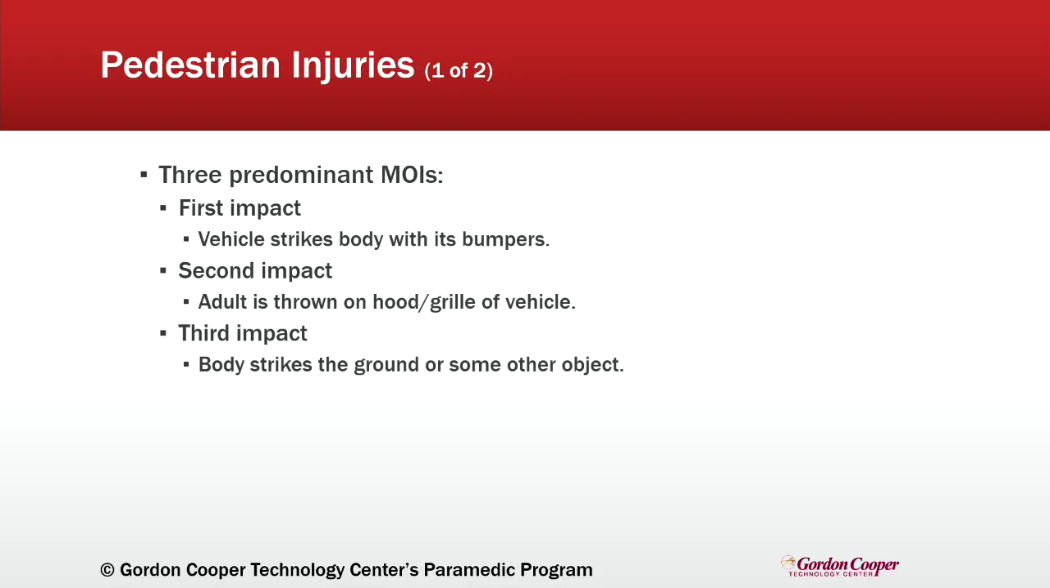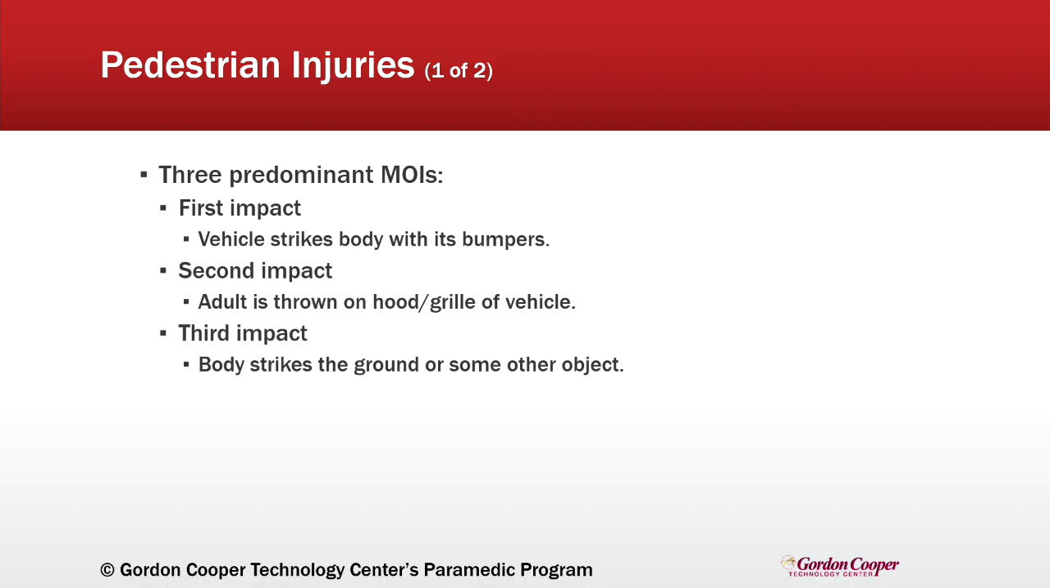Pedestrian injuries: about 85% of pedestrians are hit by the front of a vehicle. Adult pedestrians usually sustain lateral and posterior injuries because they tend to turn away from the vehicle, while children will turn towards it. There are three main mechanisms of injury for pedestrians.